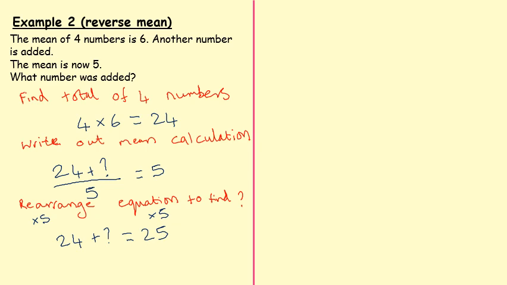And then what we're going to do is take away 24 from both sides to find out what that missing number was. Okay, so if we take away 24 from both sides, we're left with question mark on the left-hand side. 25 minus 24 is 1. So our question mark, which is our missing number, is equal to 1.